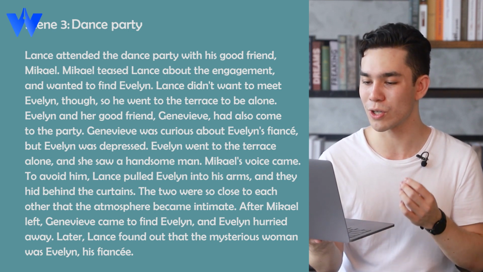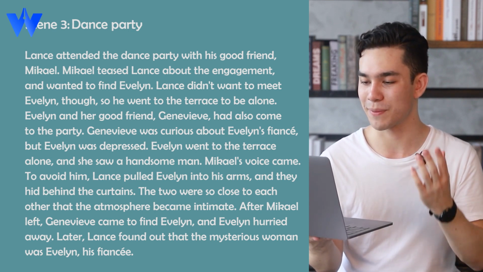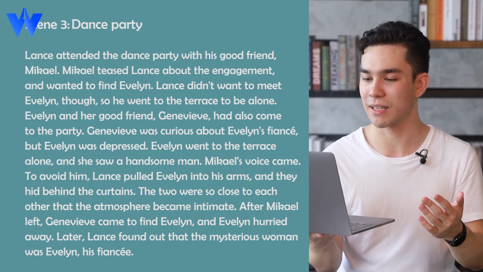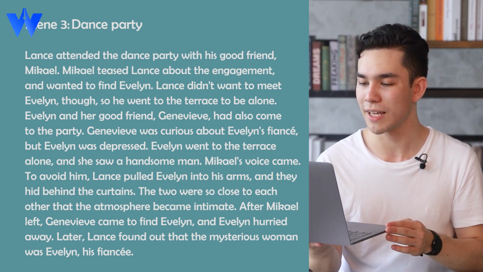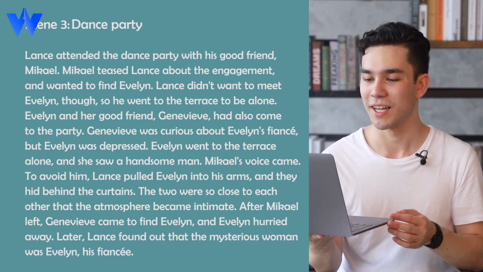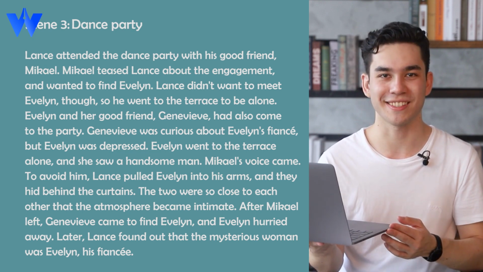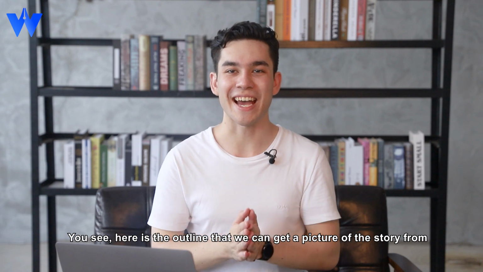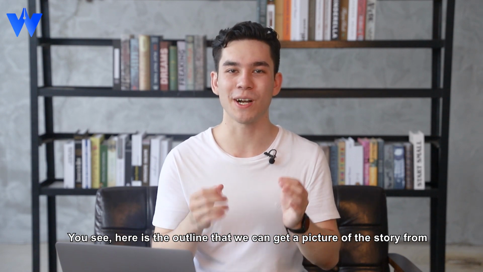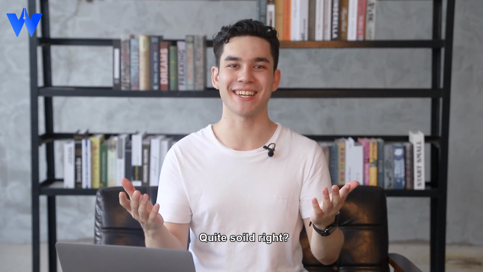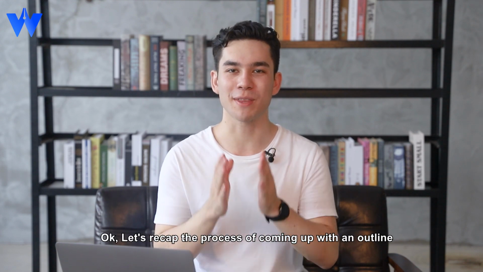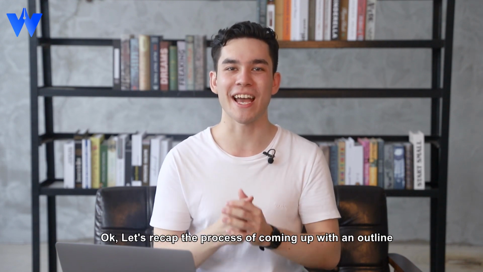The two were so close to each other that the atmosphere became intimate. After Mikhail left, Genevieve came to find Evelyn and Evelyn hurried away. Later, Lance found out that the mysterious woman was Evelyn, his fiancée. You see, here is the outline that we can get a picture of the story from. Quite solid, right?